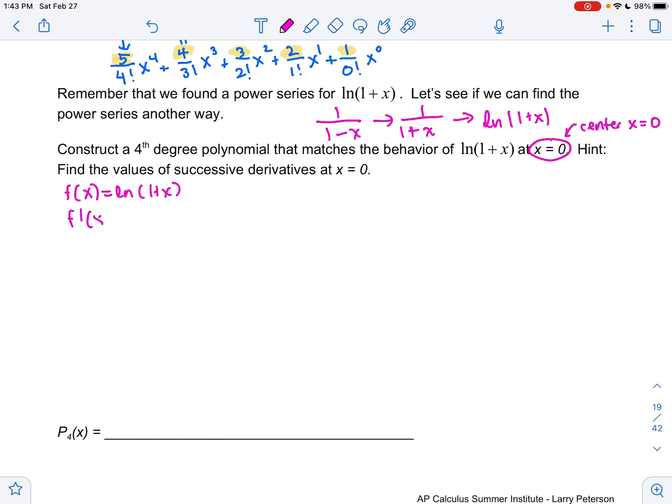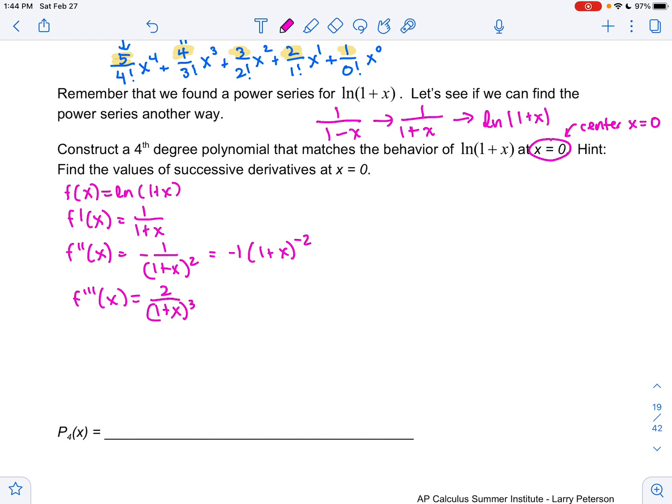Feel free to pause if you need to, if I'm going through the derivatives too quickly, but you're just simply taking successive derivatives all the way up to the fourth derivative. So here we've got negative 1 over 1 plus x quantity squared. The third derivative would be equal to, and if you need to, rewrite this as negative 1 plus x to the negative 2 power. Remember, multiply the exponent and then deduct by 1. We get 2 over 1 plus x cubed.